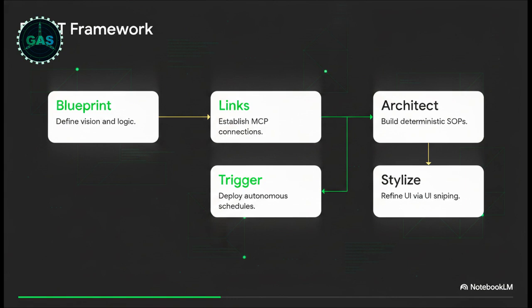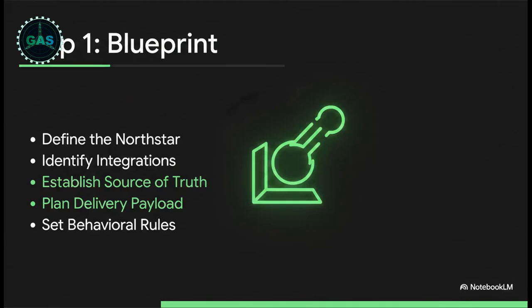Let's dig into the first 2 crucial steps. Step 1 is the Blueprint. This is where you define your vision and your logic in plain, everyday English before a single line of actual coding begins. You define the North Star, so maybe you want an AI that joins your meetings, grabs the transcript, extracts actionable items, and automatically drops them into a dedicated Notion page. You list your integrations, point out where the primary data lives, outline how you want the final payload delivered, and establish the system's behavioral rules. Establishing a clear blueprint like this is absolutely crucial because it stops AI hallucinations before they even start.